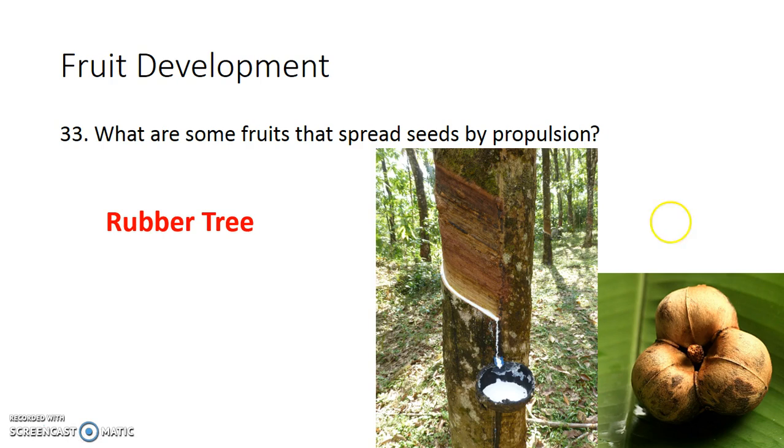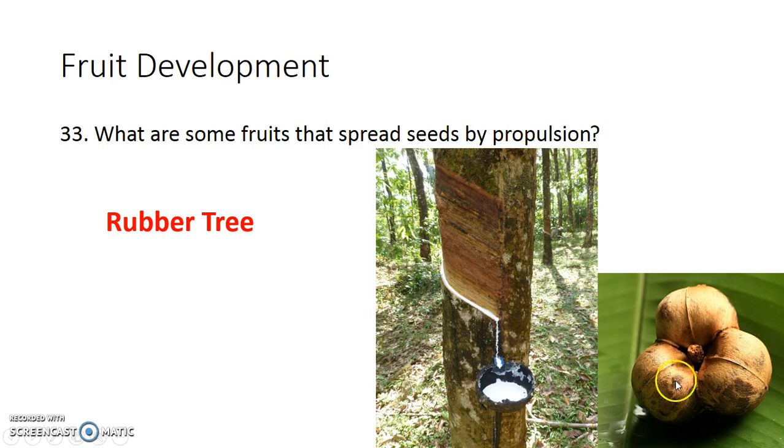Also, a lot of people don't know this, but some seeds are spread through bursting or propulsion. A classic example of that would be rubber seeds. This is a rubber tree. This white latex that's dripping out of this is actually what can be boiled down and made into rubber, like the rubber in your car tires or your shoes.